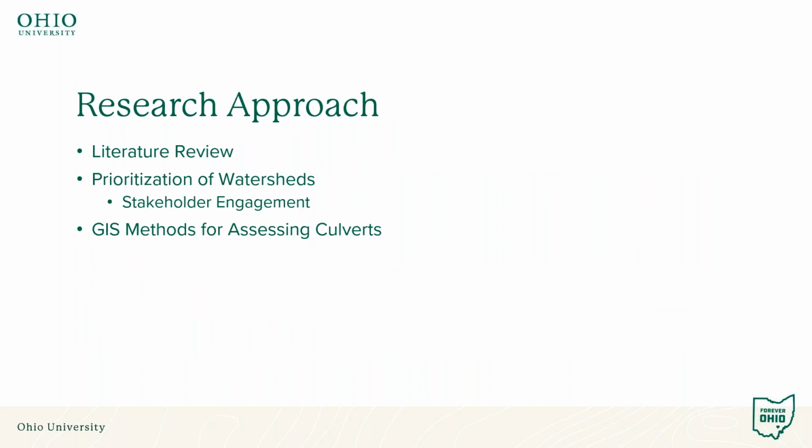So we took this project in three general tasks: a review of the pertinent literature, a prioritization of watersheds, which included a stakeholder engagement process, and then developing GIS methods for assessing culverts for improved fish passage. So I'm going to go pretty quickly into results because ultimately, developing this process is the key part of this project.